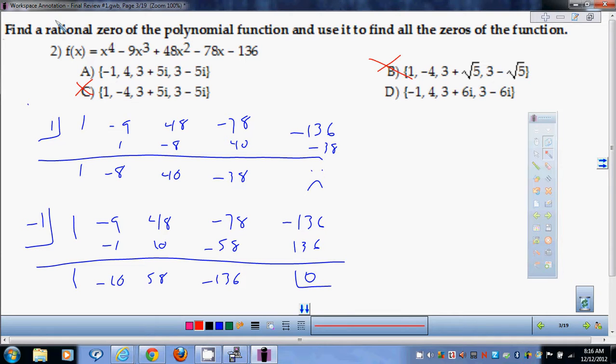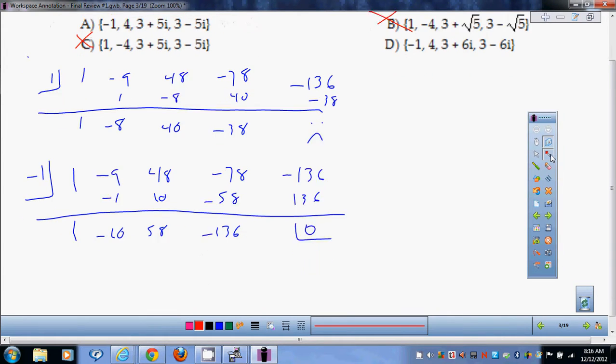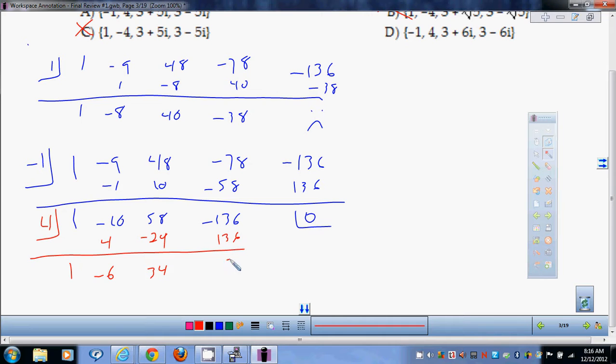Now, we can immediately know that the other whole number has to be a what? +4, because both these have a +4 in them. But we still need to take that out. So we're going to take +4 out, synthetically. Drop the 1, multiply, add, multiply, add, multiply. What is my depressed polynomial? Very good. That's after you factored out x minus 1 and x plus 1 and x minus 4.